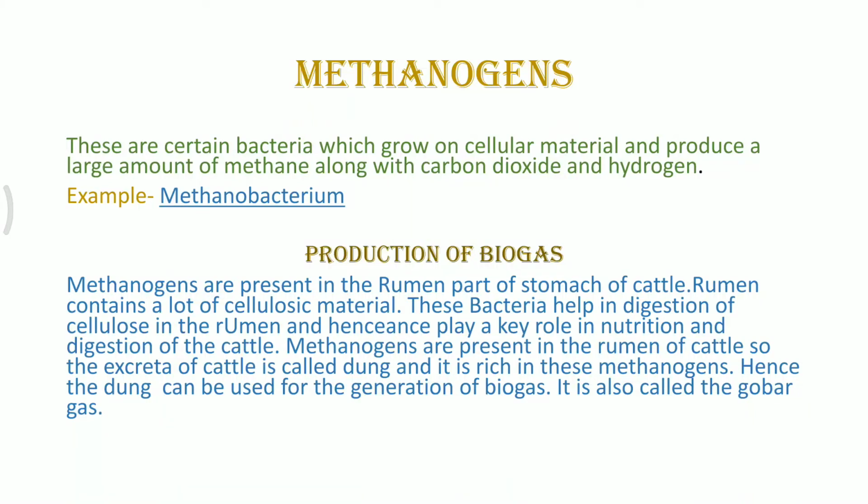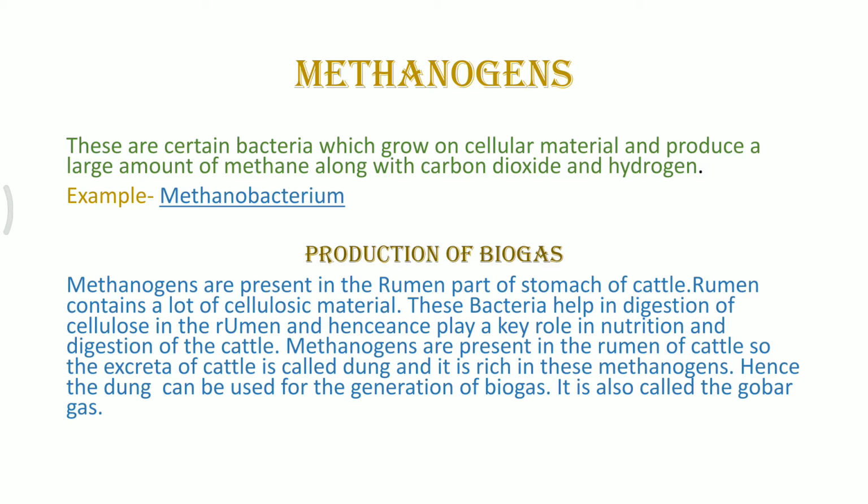Methanogens are a category of archaebacterium which are capable of growing on cellular material and produce a large quantity of methane gas along with carbon dioxide and hydrogen. One example of these methanogens is methanobacterium. These methanobacterium are capable of producing the biogas.